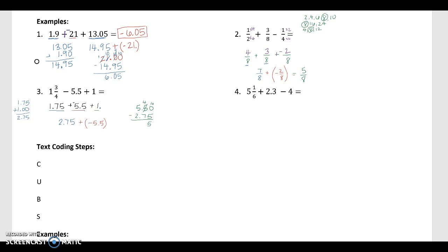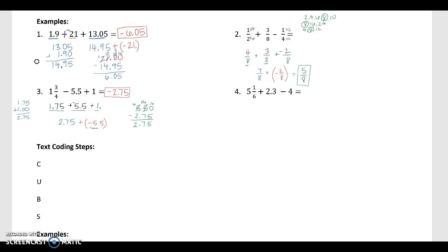Again, too small up top, so I'm going to borrow. 5 minus 1 is 4. 14 minus 7 is 7. 4 minus 2 is 2. Okay, so I have 275, but which number is bigger? Right here, my negative number is bigger. So my answer is going to be a negative 2.75. Over here, our answer was a positive 5/8.